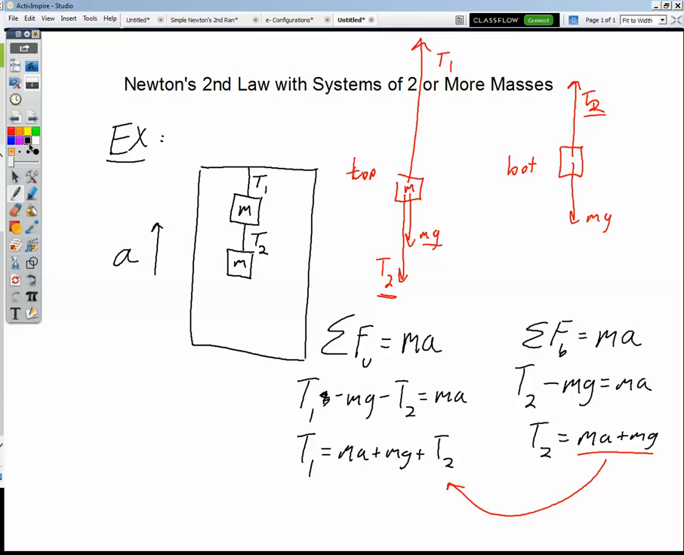And we get the non-surprising result. T1 is equal to 2 times (ma plus mg). We're going to have ma plus mg and ma plus mg. The reason that makes sense is both of those blocks are the same mass. So in essence, T1 has to accelerate twice the mass at the same acceleration as T2. So it's no surprise that T1 is twice the force as T2.